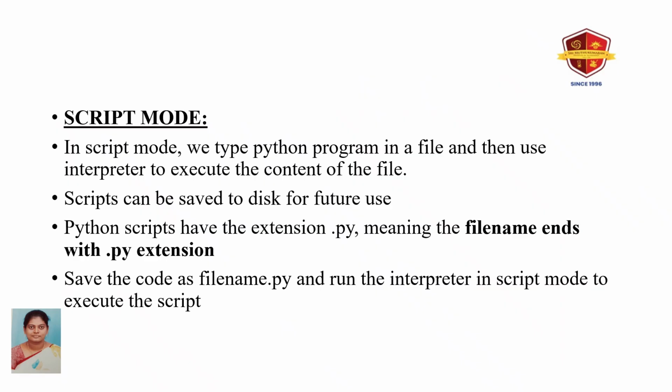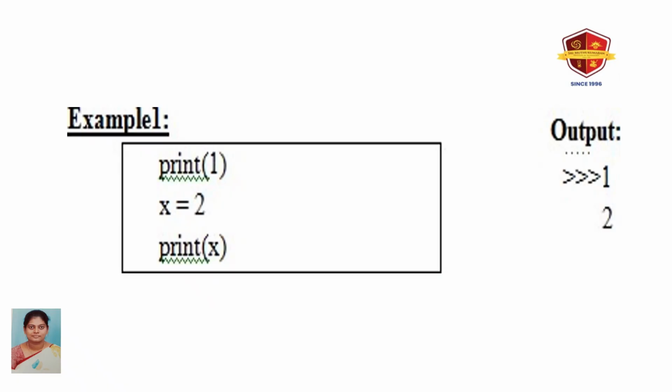In script mode, we type the Python program in a file and then use the interpreter to execute the content of the file. Scripts can be saved. Later we can also use those scripts because they are saved. Third point, we use the extension .py, meaning the file name ends with the .py extension. Save the code as filename.py and run the interpreter in the script mode to execute the script.